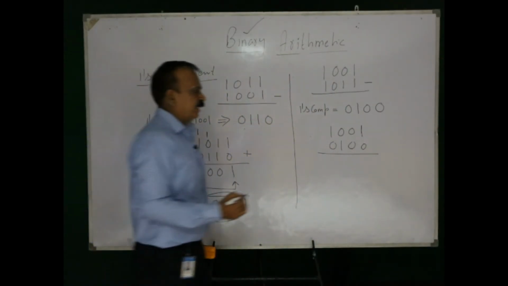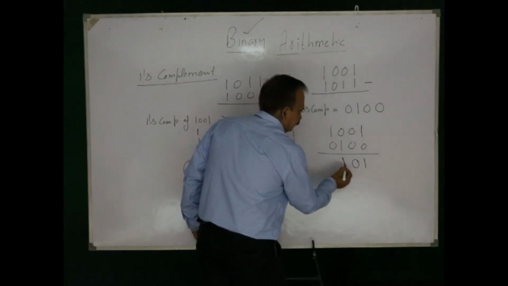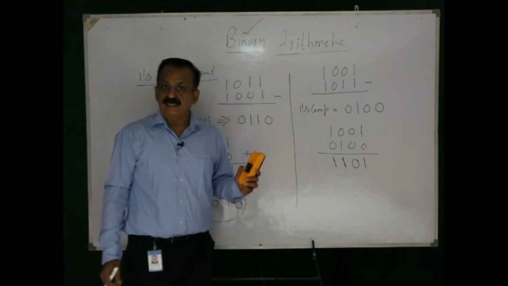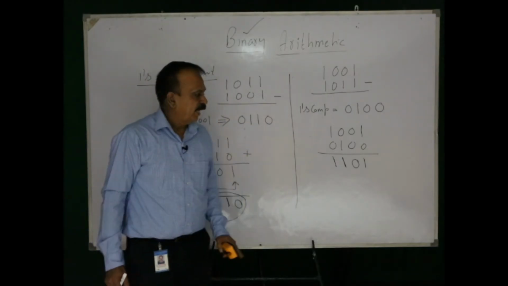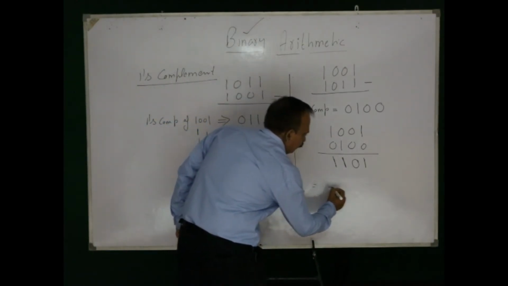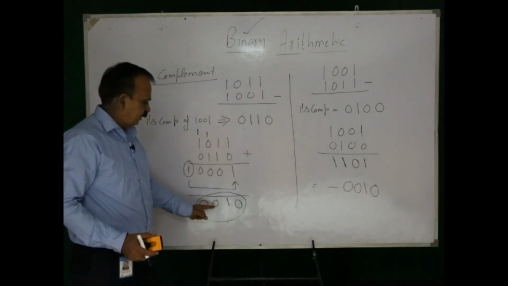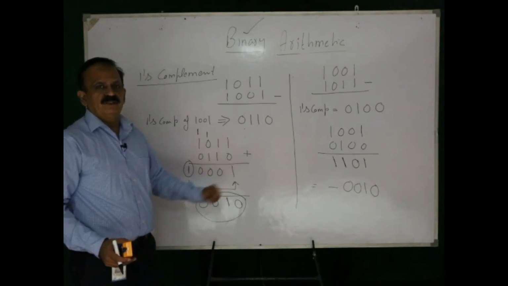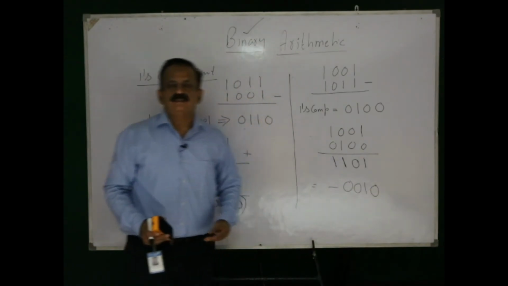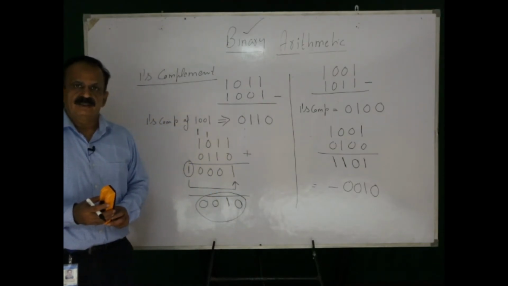Add these two. It is 1. It is 0. It is 1. It is 1. There is no carry. If there is no carry, the answer will be negative, and 1's complement of this result, it is going to be minus 0010, and it should be, because here I got the answer 0010. When I change the order, the result will be minus 0010.